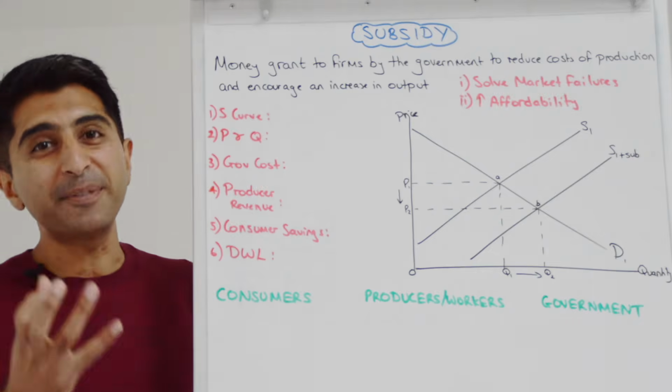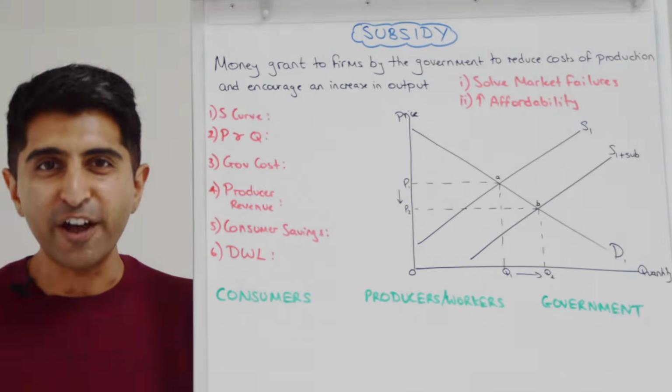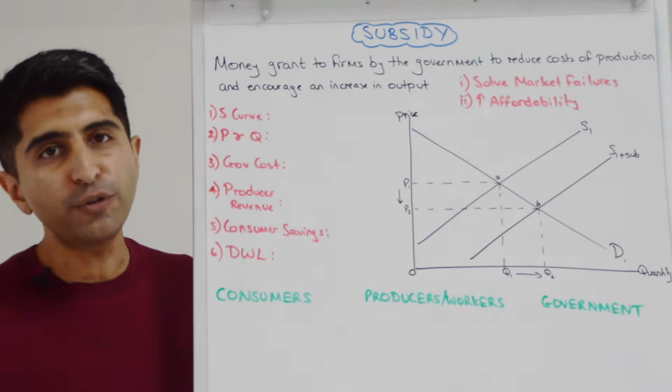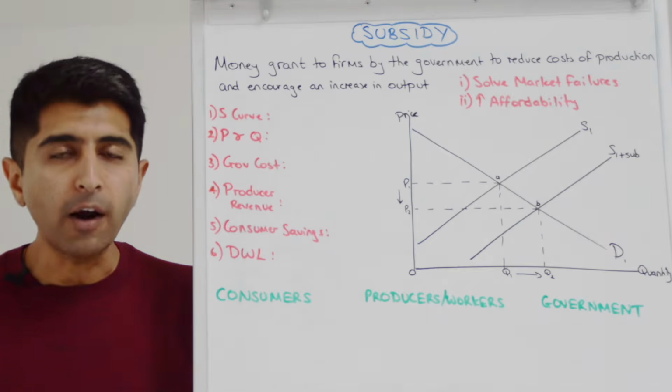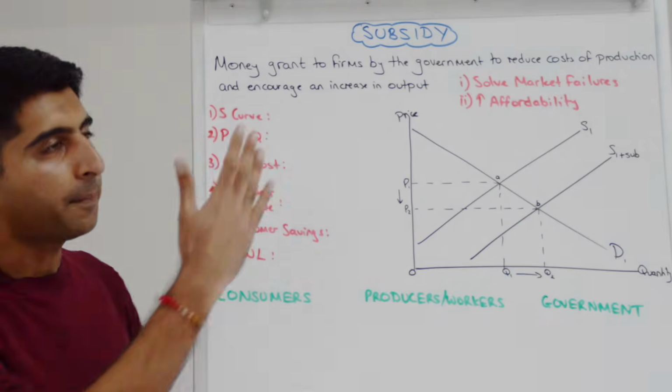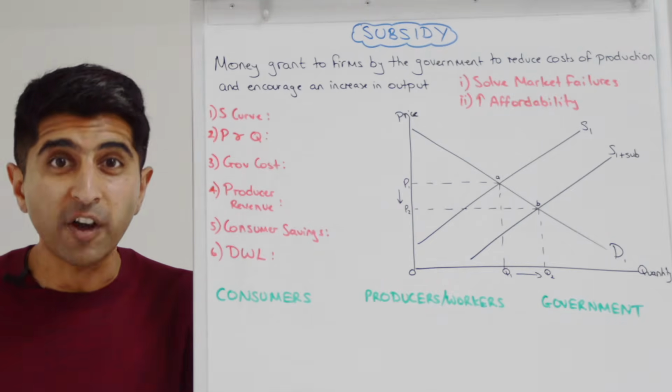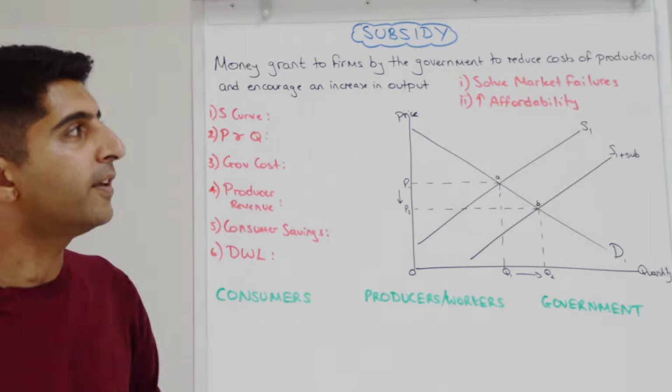Hi everybody, subsidies are a money grant given to firms by the government to reduce their cost of production and to encourage an increase in output. Subsidies in microeconomics are a form of government intervention, but always for two core reasons.